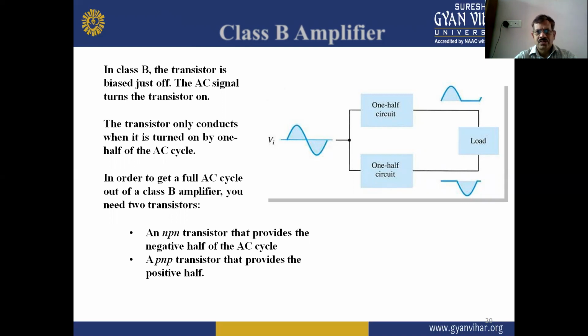So an NPN transistor provides the negative half cycle of the AC cycle, and a PNP transistor provides the positive half cycle. So this is one half cycle for the PNP transistor and one half cycle for the NPN transistor. And we can also measure the output across the load, and the shape of the output voltage is as shown in this diagram.